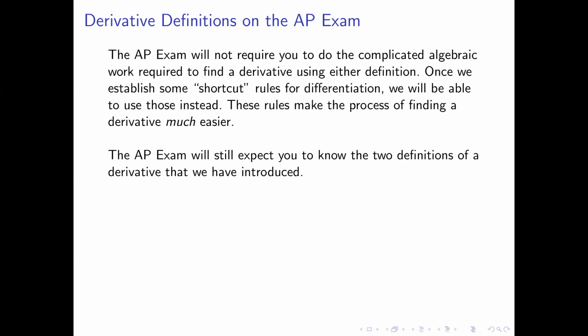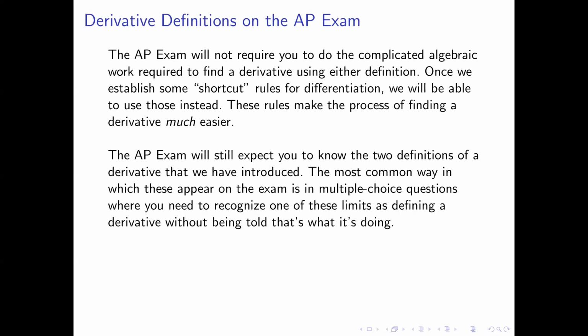But the AP exam will expect you to know these two definitions of a derivative. And one way in which the AP exam will test your knowledge of these, the most common way, is in multiple choice questions where they'll give you the limit in question and you will need to recognize that it is a derivative.